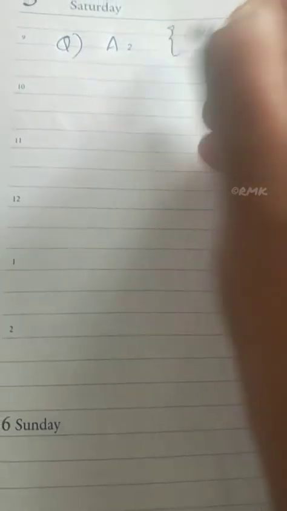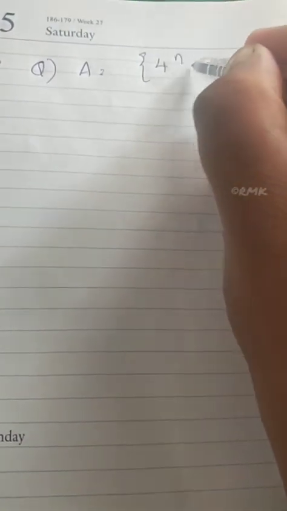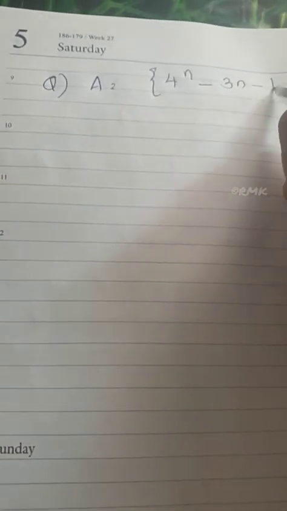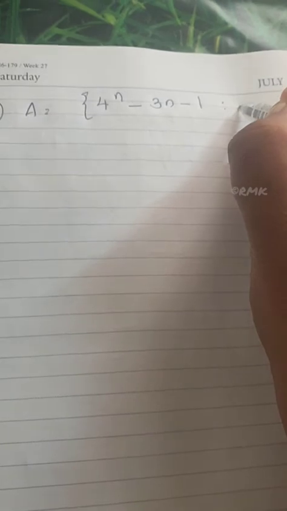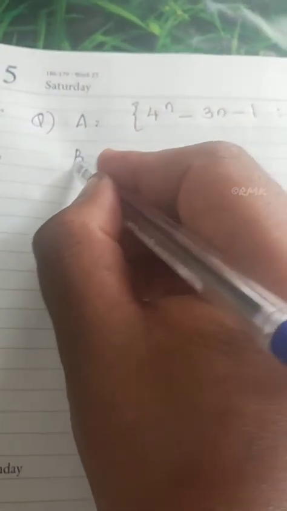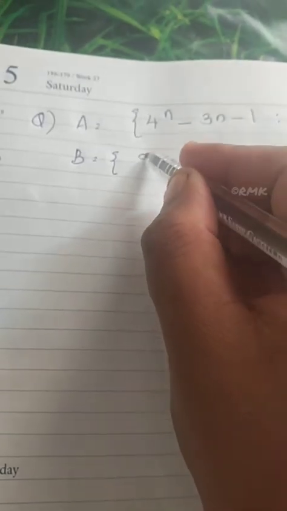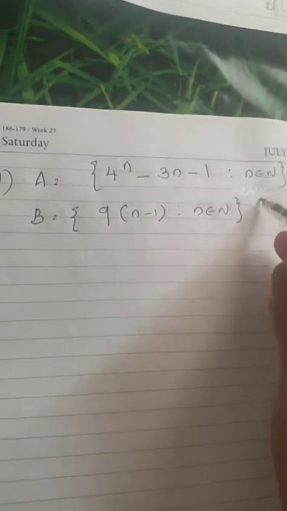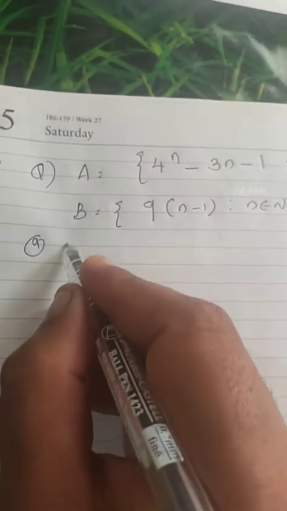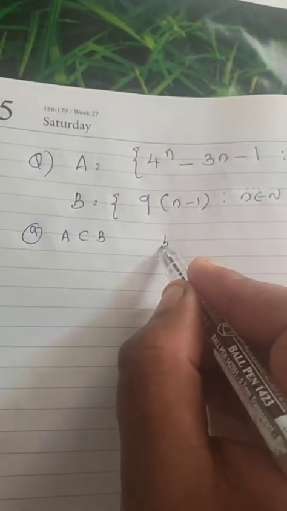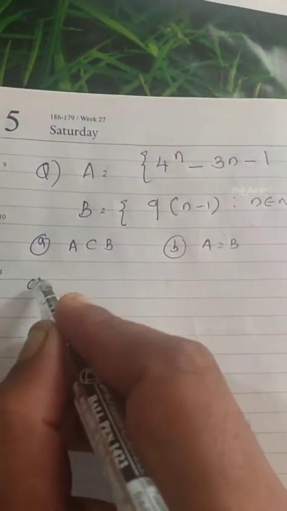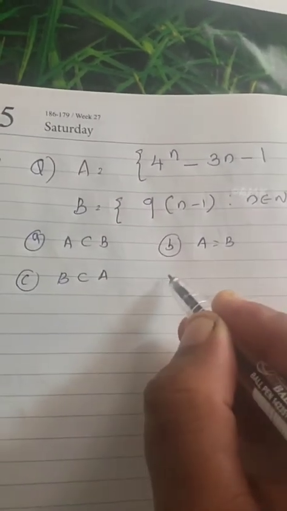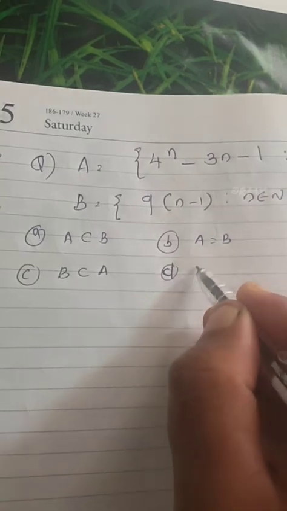Next one: A is equal to the set 4 raised to n minus 3n minus 1 such that n belongs to N. B is equal to the set 9 into n minus 1 such that n belongs to N. Then option A, A is a subset of B. Option B, A is equal to B. Option C, B is a proper subset of A. D, none of these.